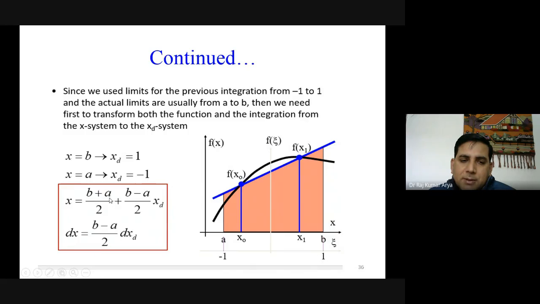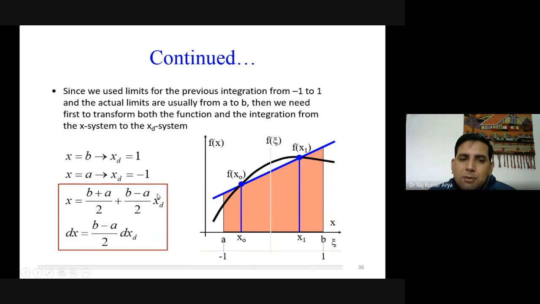So this would be your new way of change. Your dx has been changed to (b minus a) by 2 times d zeta. This is practically your d zeta, so don't get confused with that. So your dx has been converted in terms of d zeta. This is where you have changed the limit. And this is how your x would change with respect to zeta. So x is given by this.